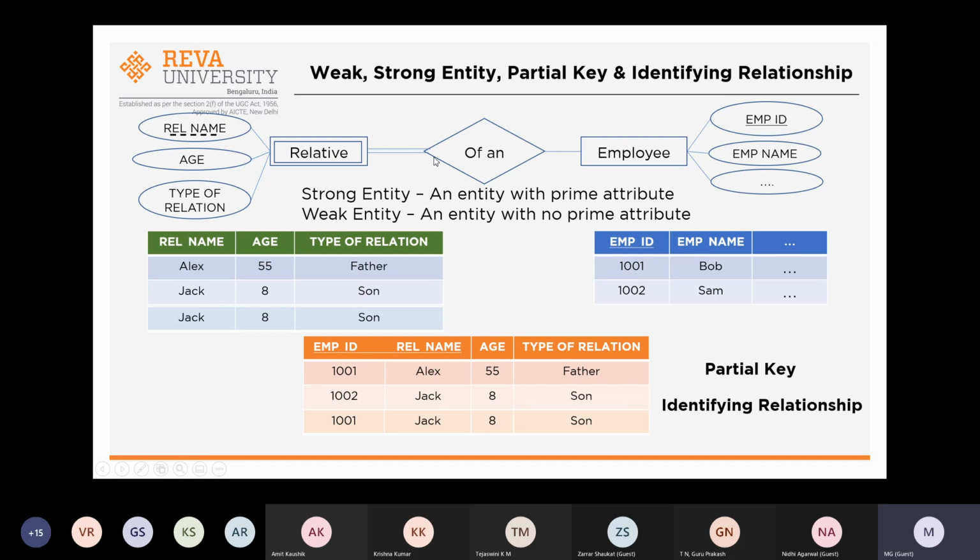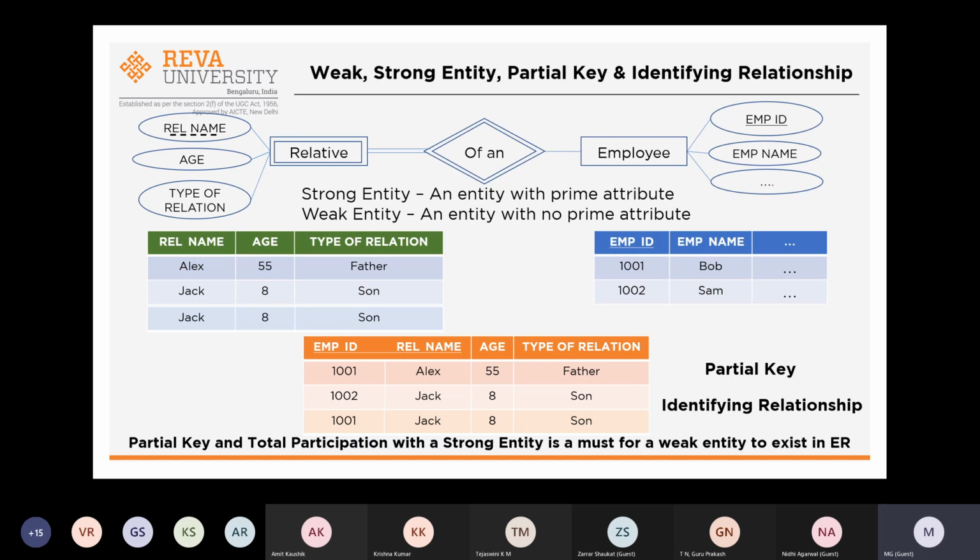This relationship is now called the identifying relationship. A relationship between a weak entity and a strong entity, where the weak entity is in total participation and the weak entity has a partial key, is called an identifying relationship and is represented by a double diamond. So many doubles coming here. Earlier we saw a double oval. What was that? Multi-valued. Double oval stands for multi-valued. Double diamond stands for identifying relationship.